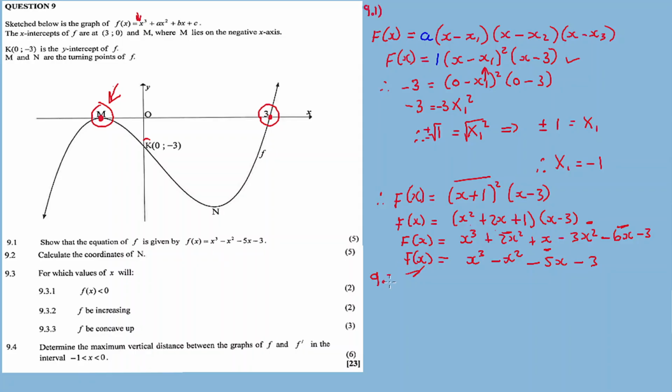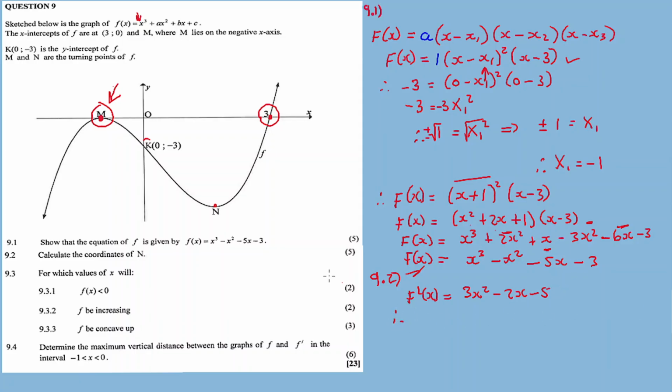Sesiprovile siya ku 9.2. Calculate the coordinates of n. The coordinates of n, it's the turning point of this cubic, the minimum turning point. So let's calculate the turning point. So as with this taller the first derivative. So the first derivative of f of x is equal to 3x squared minus 2x minus 5.